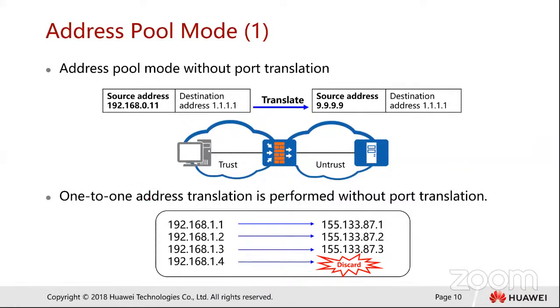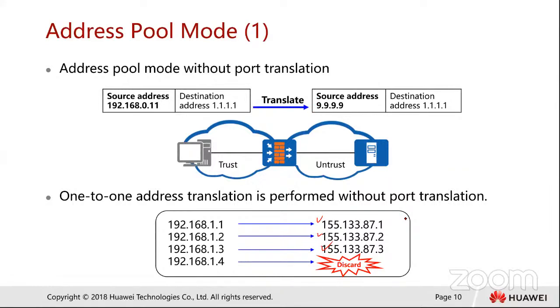So the address pool mode without port translation is implemented using a NAT pool that contains multiple, here the keyword, multiple public IP addresses. If all addresses in the pool are allocated, then NAT cannot be performed for the remaining hosts, and therefore the packets could be discarded and the user will not be able to access the internet.